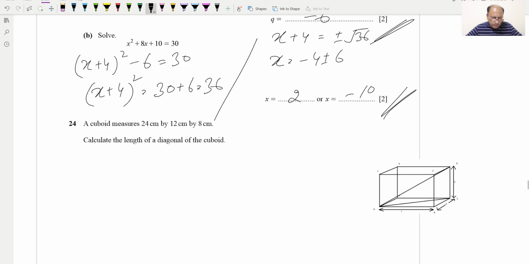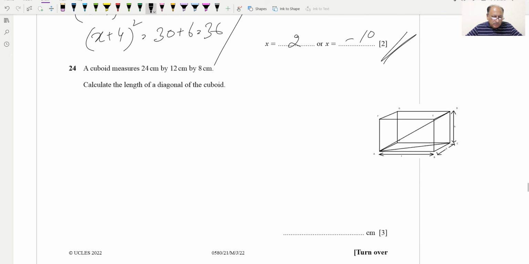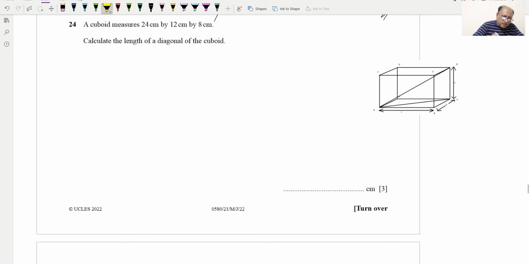Now question number 24 says a cuboid measures 24 centimeters by 12 centimeters by 8 centimeters. Calculate the length of the diagonal of the cuboid. This diagram I have inserted for your explanation. If we take one side as 24, the other side as 12, and the third side as 8, this will be our drawing. We need to find the diagonal.